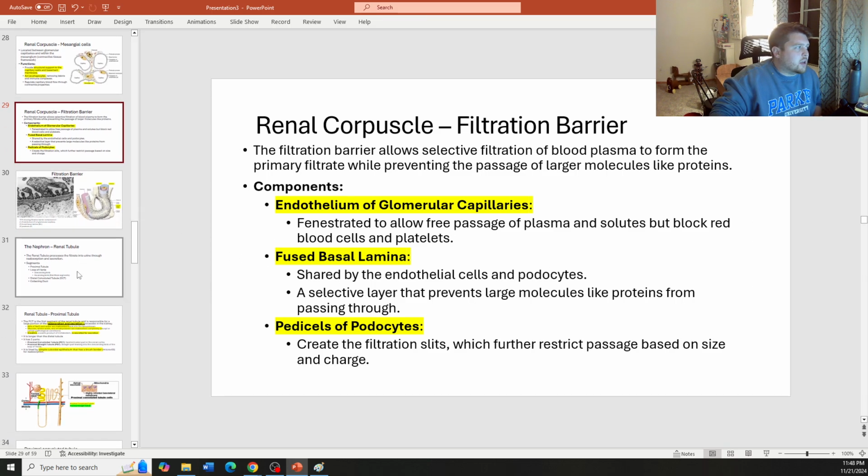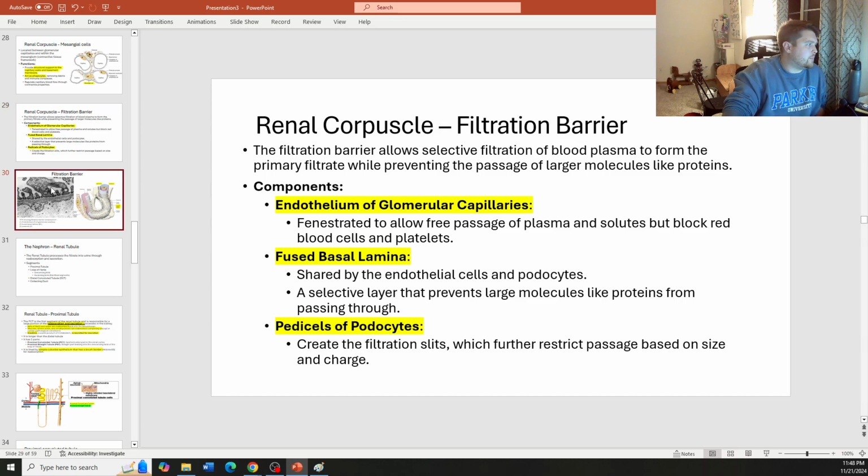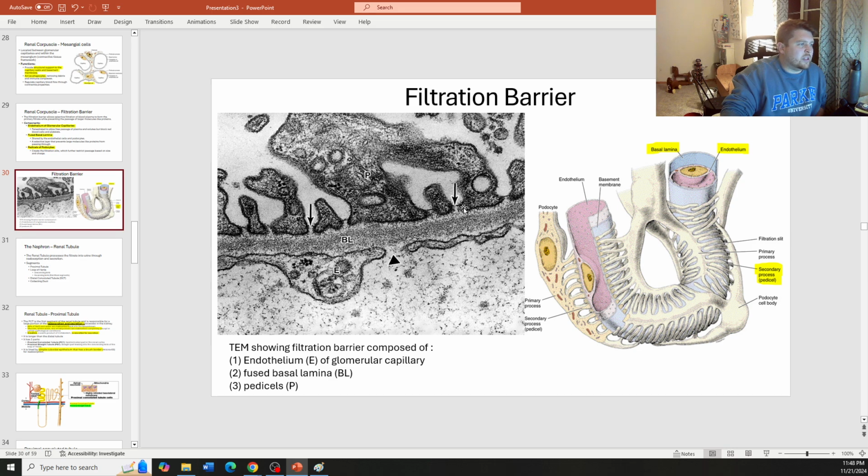Finally, the pedicels of the podocytes. These create those filtration slits that we showed, which further restrict the passage and make this barrier stronger. They restrict passage based on the size of the things trying to be filtered out, as well as their electrical charge. Here's what that barrier looks like. We have endothelium, we have the basal lamina, and we have pedicels. This picture again shows the basal lamina, endothelium, and the pedicels.